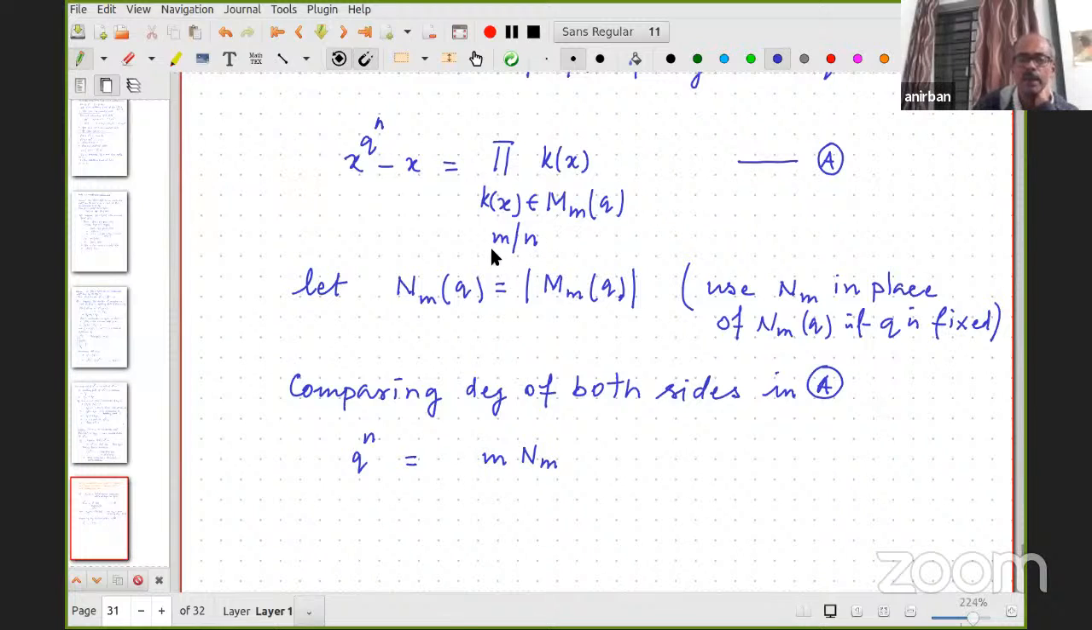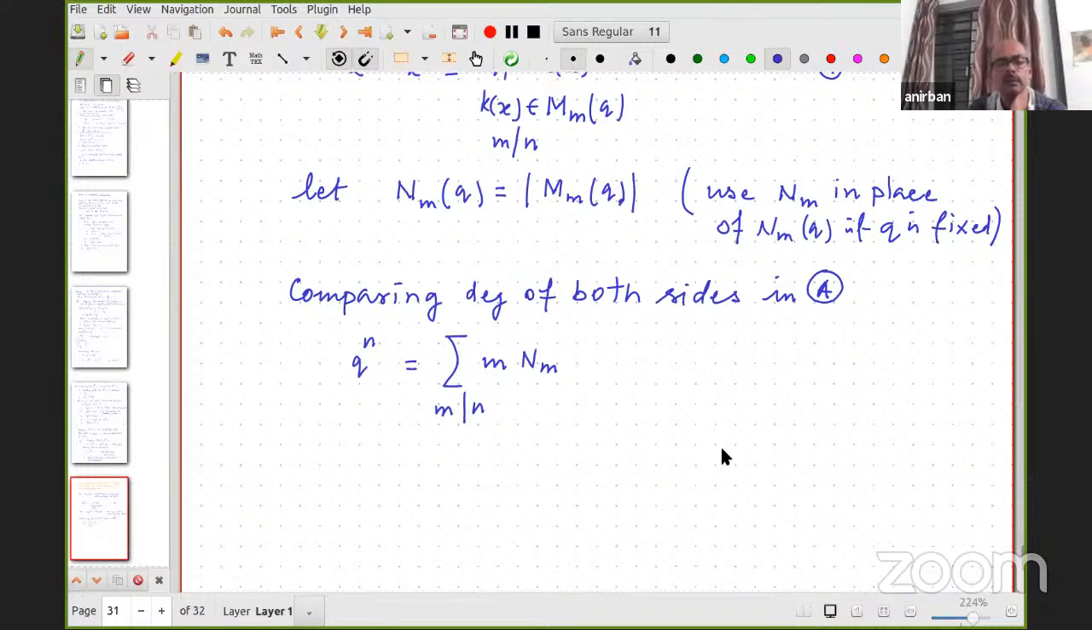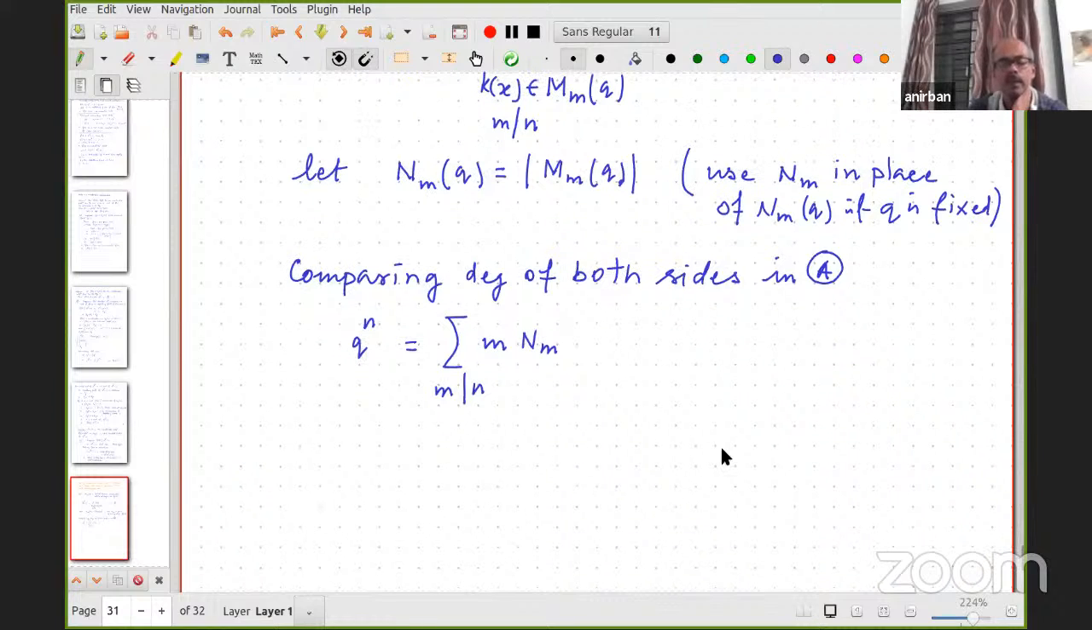And then we multiply all such polynomials with m dividing n. So that would be summing over m dividing n. With the convention that q is fixed, so just simply drop that. So this is what we get, and we want to count this in m.